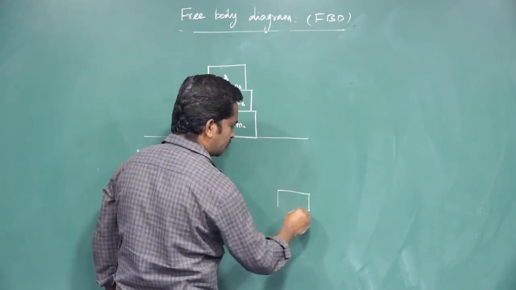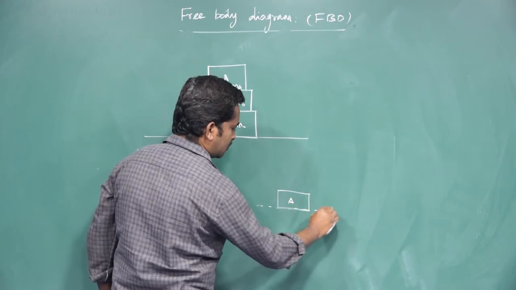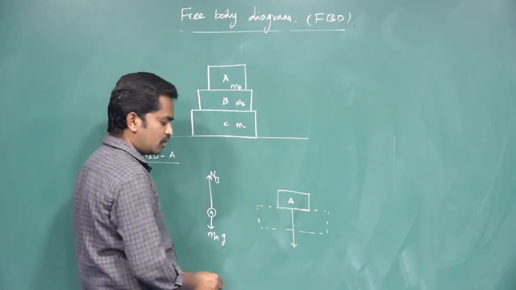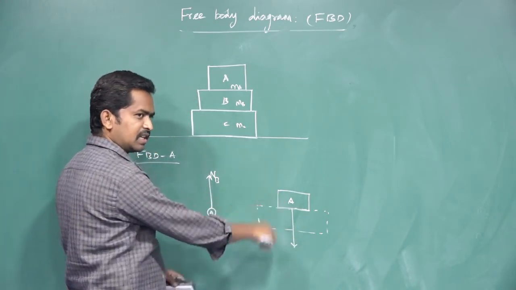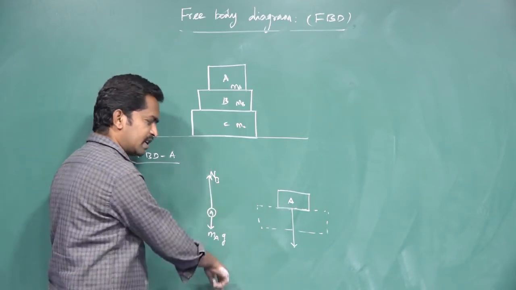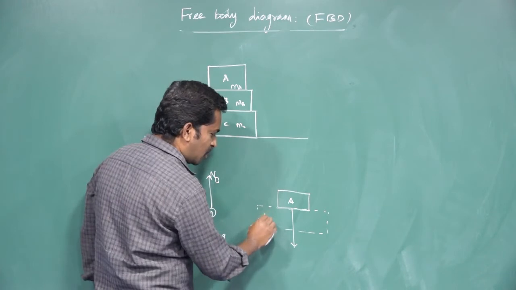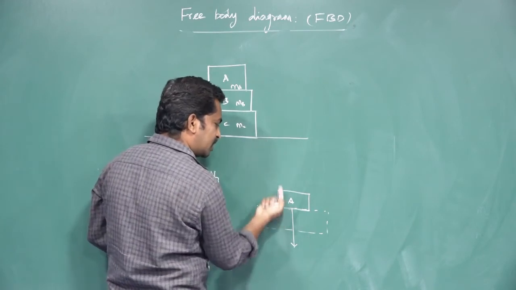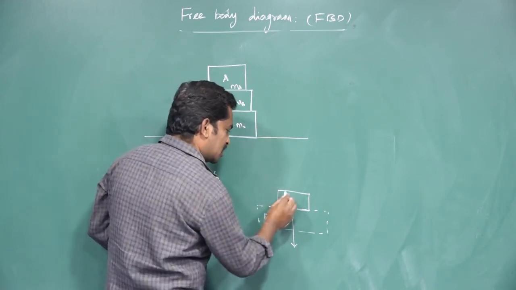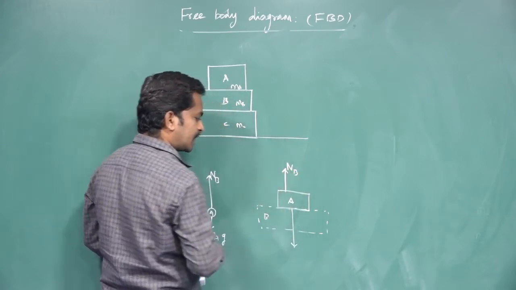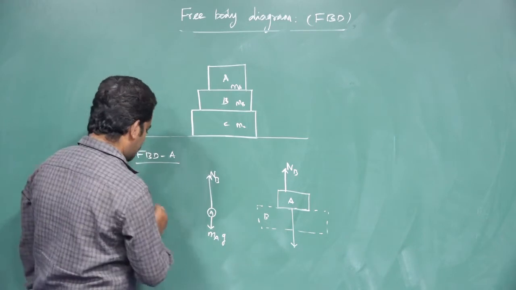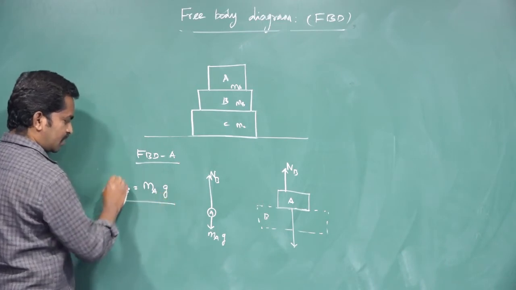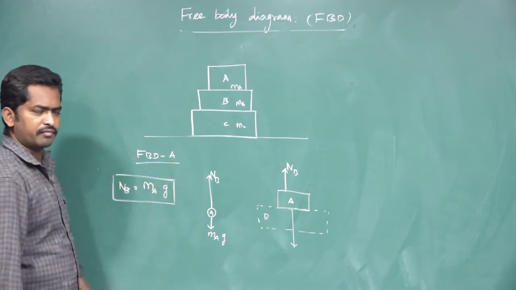See, this is object A, and this is block B. The downward gravitational force is MAG, which means the weight of the object A. MAG acts in the downward direction on the block B. The block B exerts a force in the vertical direction, normal to the surface, NB. Here, very important, NB is equal to MAG in the FBD diagram of block A.